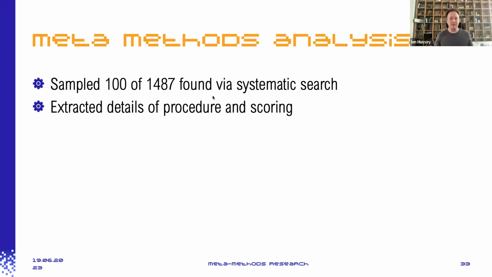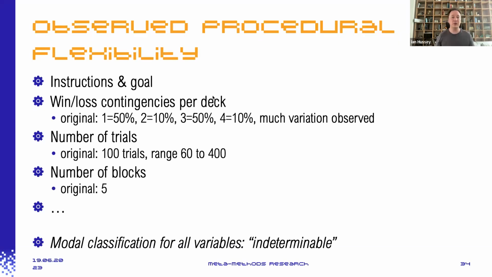What did we do? Following a similar procedure established in part by Malta, a systematic search was used to find the full population of studies using the IGT. Because it's simply too large to inspect all of them, the same as we would do with participants, a subsample is randomly selected. We extracted details of the procedure and the scoring separately in order to observe heterogeneity and variation. So very briefly, where did we see flexibility in details of the procedure?